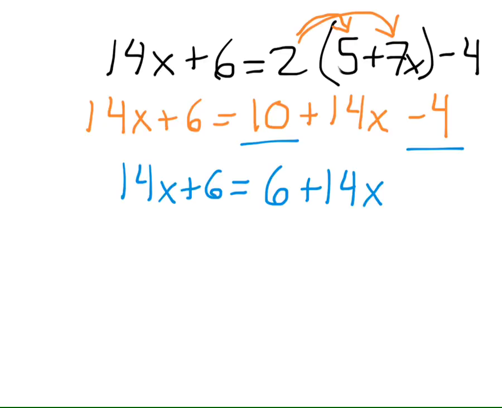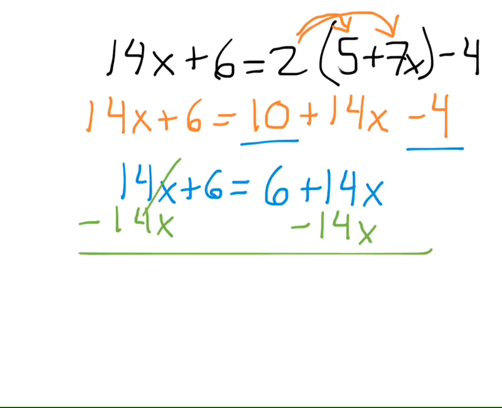We're going to get those 14x's together on the same side of the equal sign. They're both positive, so if I subtract 14x here, I'm going to subtract 14x here. Well, all of a sudden that's going to leave me with 0x. I'm left with 6, I'm still left with 6 here, and that leaves me with 0. So my variables here have disappeared, right? I have no more variables, and all I'm left with is 6 equals 6.